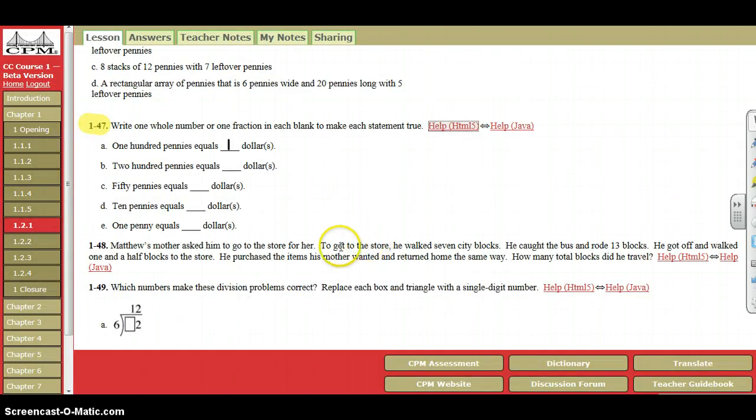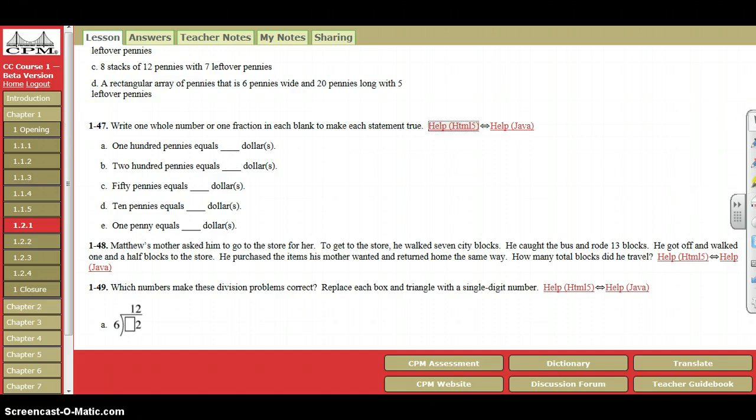So let's go back to the living textbook here and look at D and E. D says 10 pennies equals how many dollars? So out of 100 pennies, how many of those pennies do you have? They want your answer written in a fraction. So figure it out. 10 pennies equals what fraction of a dollar? And then finally for E, 1 penny equals what fraction of a dollar? Your job is to figure that out now. When you're ready to move on, we can move on to 148.